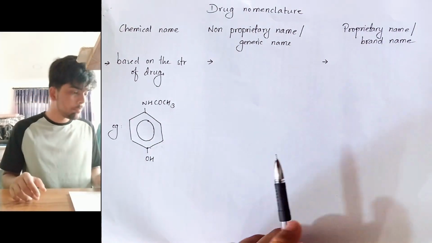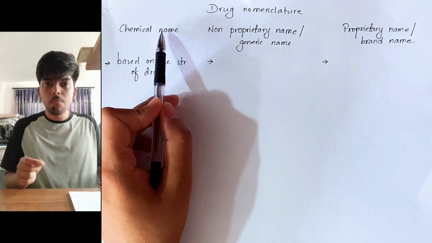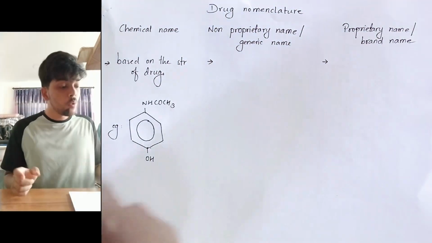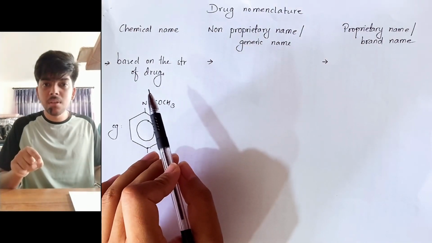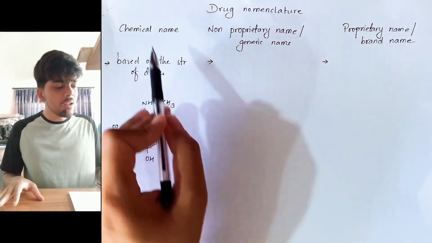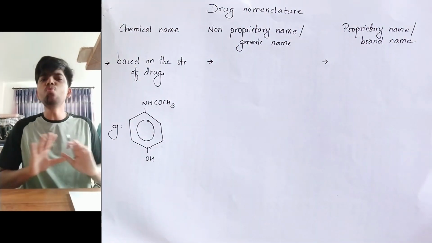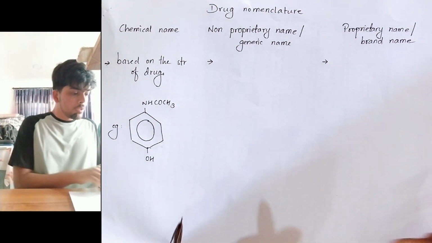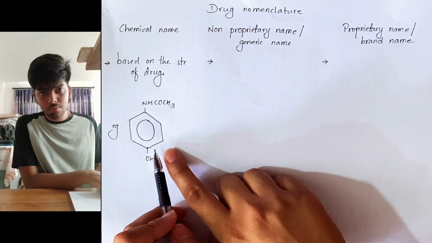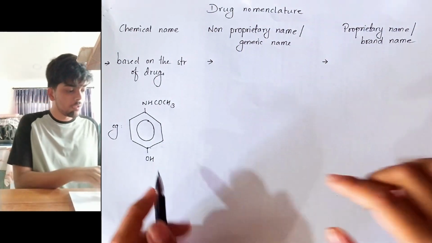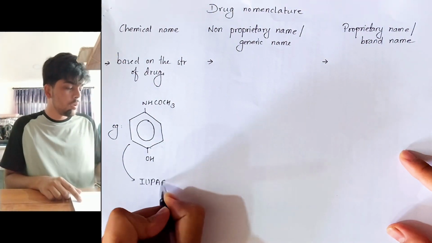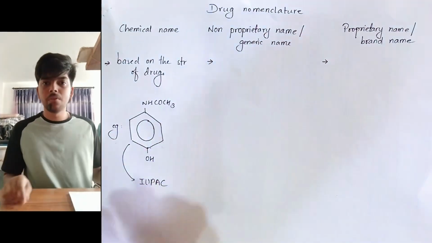What's the chemical name? The chemical name of a drug is based on the structure of the molecules present in the drug. However, the chemical name of a drug is too long. For example, this right here is the molecular structure of a certain drug. The IUPAC name of this molecular structure would give the chemical name of the drug.